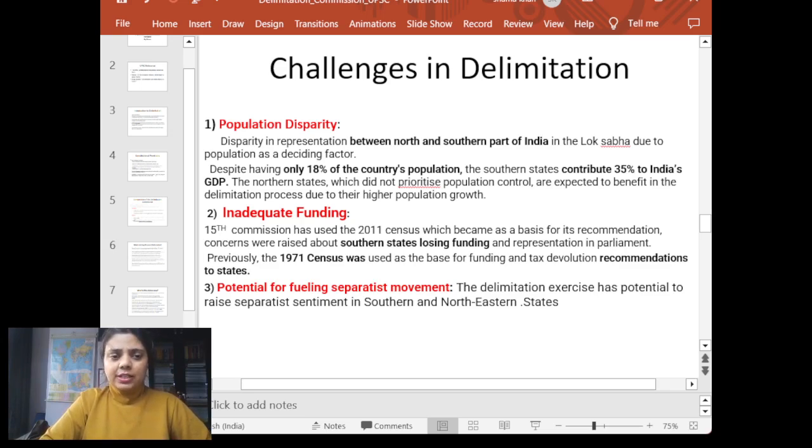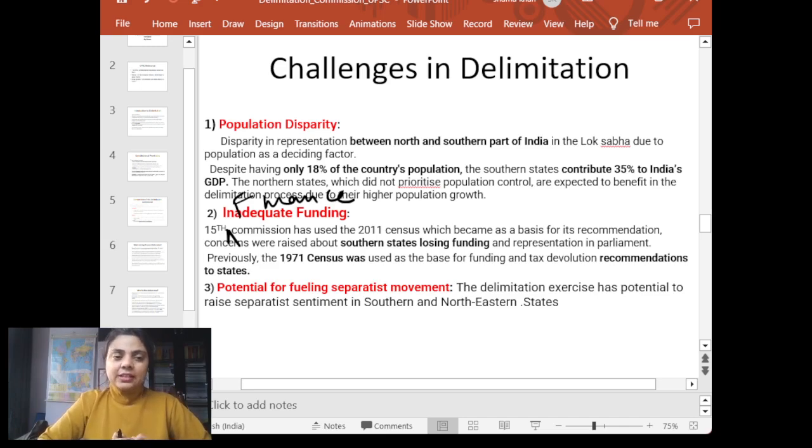Apart from that, we can see that whenever the 15th Finance Commission tries to, I forgot here, the 15th Finance Commission. I'm sorry, it's my first time using this digital pad, so you might not be able to understand my handwriting, but soon I will learn how to write and all.